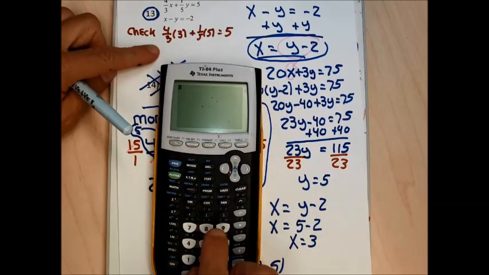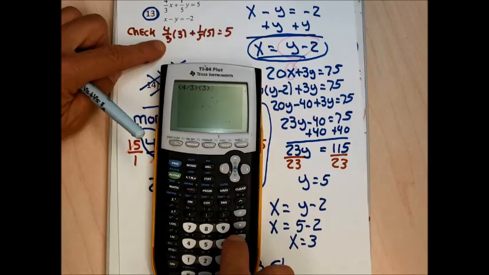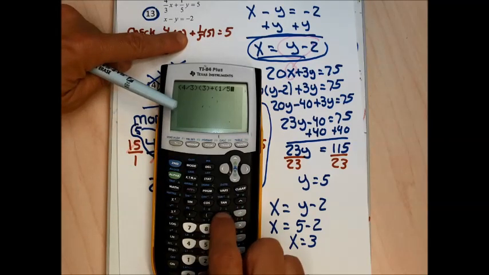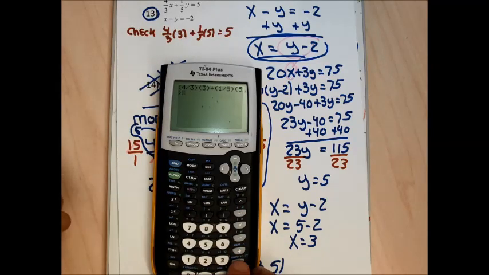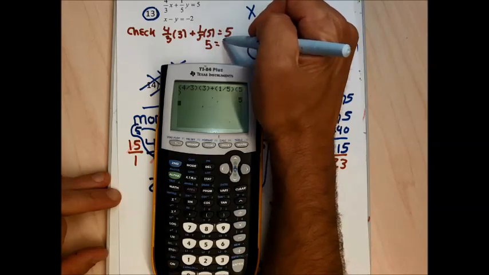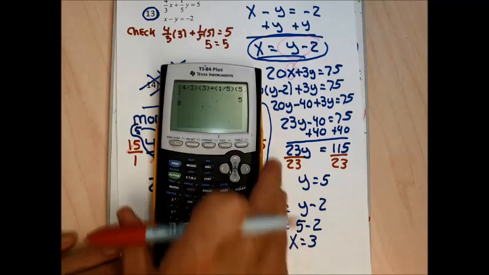So if I was checking this, I'd go 4 divided by 3, parentheses 3 for the 4/3 times 3, and then plus, and then parentheses 1 divided by 5 times 5 in parentheses. And when I hit equals, I should get 5, which I do. So the left-hand side simplified to be 5, which was equal to the right-hand side. So 3, 5 works in the top equation.